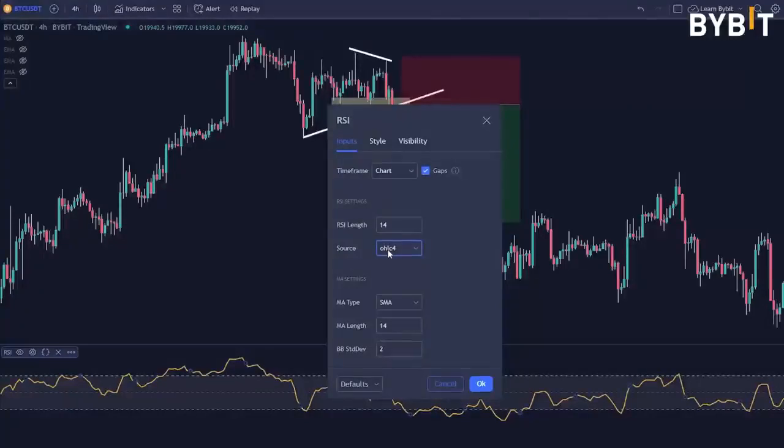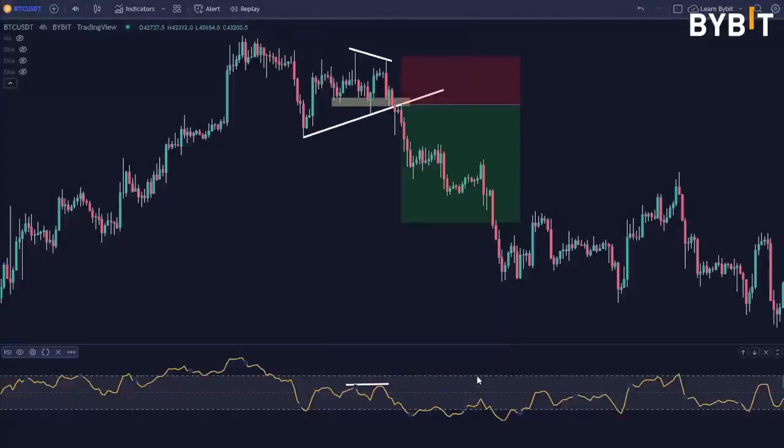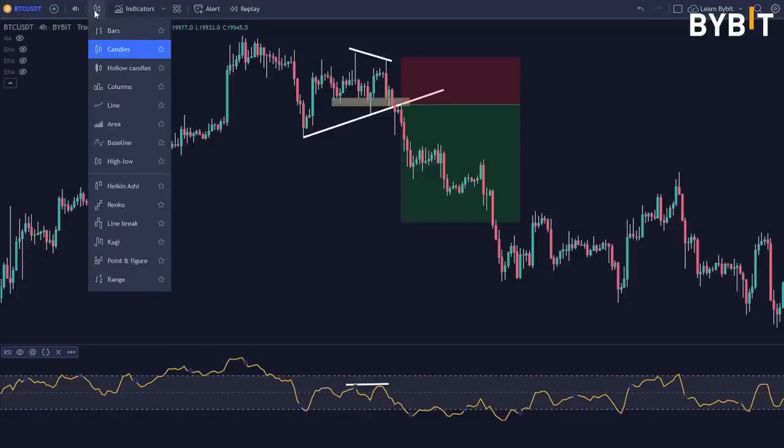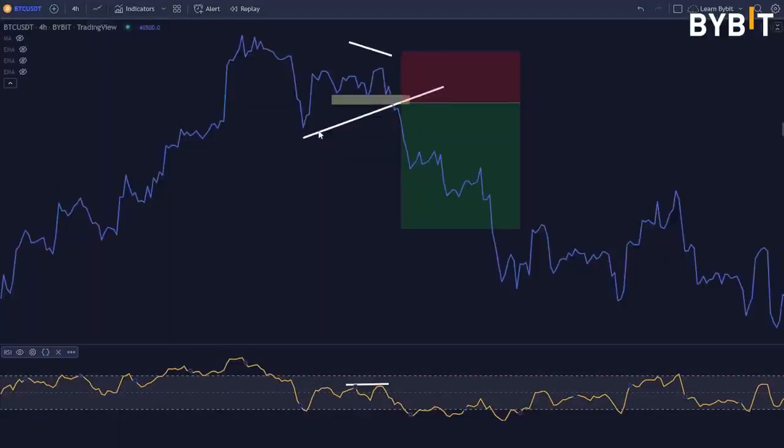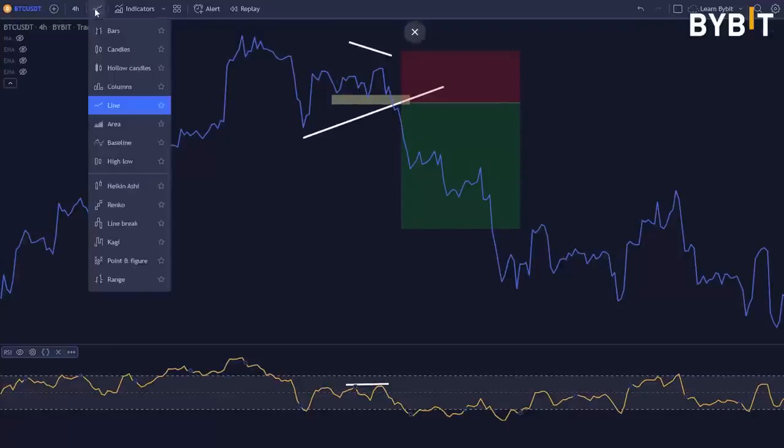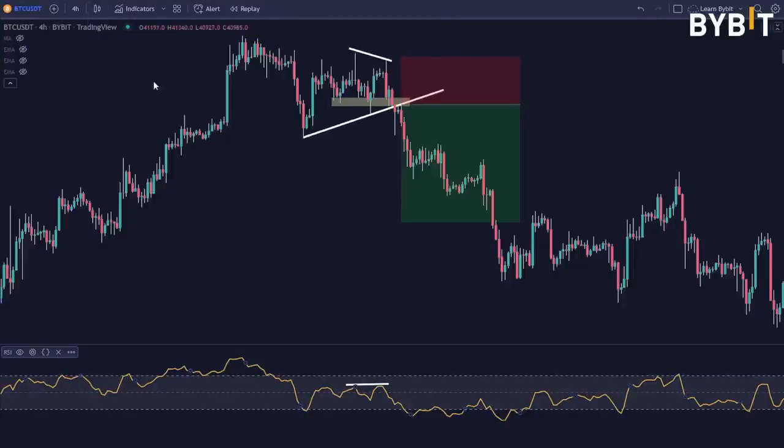Software package does this automatically. Where that comes in handy is in situations where you have some wicks to the upside. Most charting packages default to just the close, and when you're looking at the close, basically it's just a line chart that you're looking at. And that's okay.